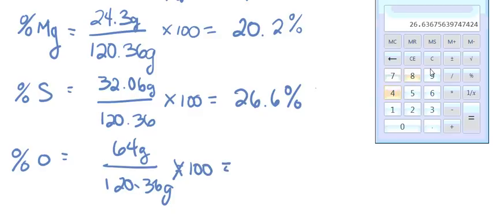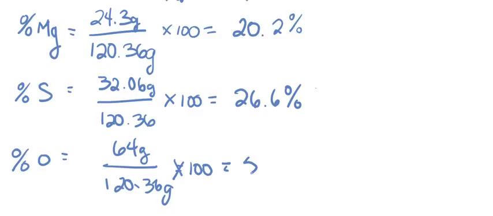So, clear that out. Actually, I'll just show you. 4 times 16 is 64. And then divide that by the 120.36. And then multiply that by 100. So we get 53.2. And if we do our rounding correctly, then this should add up to 100%.